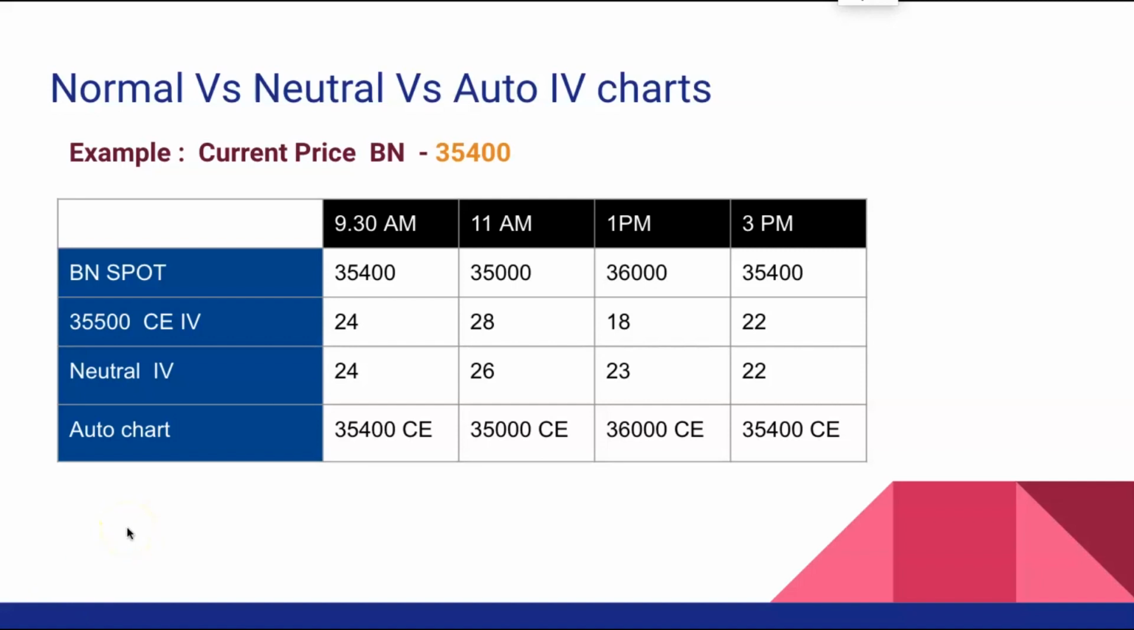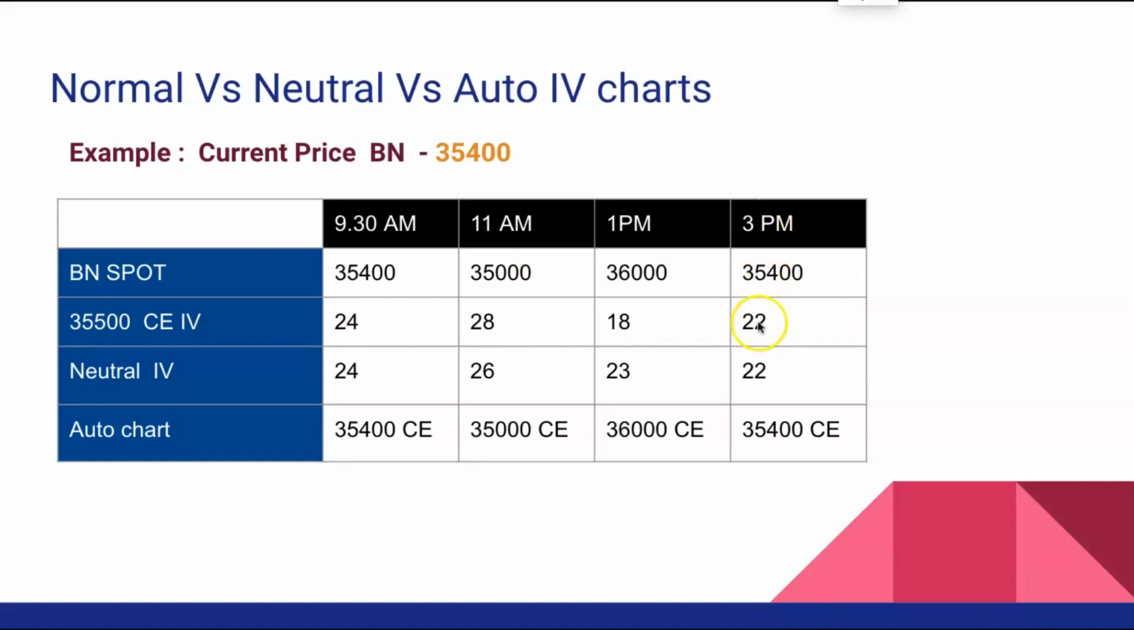To understand this even more clearly, let us look into the IV behavior of this 35,500 call option throughout the day. Here, when the spot is around 35,400, IV is 24. There is a 400-point fall here and the IV spiked to 28, and there is a 1000-point recovery. This call option becomes deep in the money and the IV is now 18, and the price is back to the open of 35,400. Now the IV is 22. The 24 became 22 due to some theta decay effect.